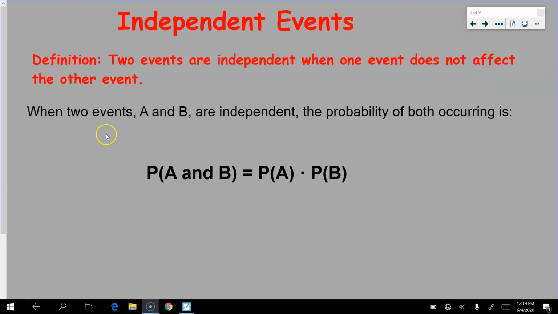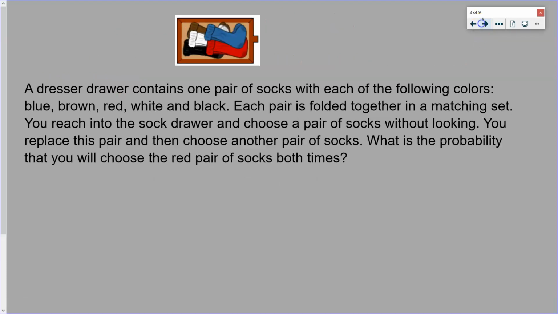So when we have two events, and I'll explain what events are right away, A and B, and they're independent, the probability of both occurring is P(A and B). We can split this into a formula that goes P(A) times P(B), where A will be whatever that event is, and B will be whatever that event is. When we're talking of events, it could be rolling dice, flipping coins, spinners, drawing things out of a bag or drawer, objects. You'll see as we go through this lesson.